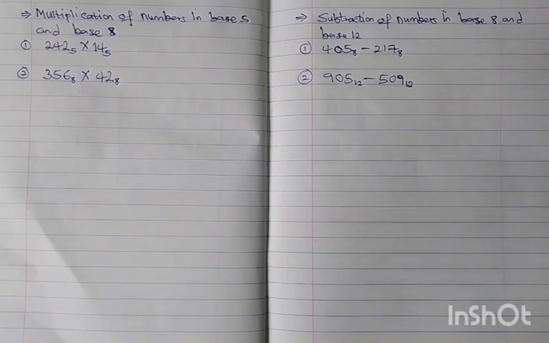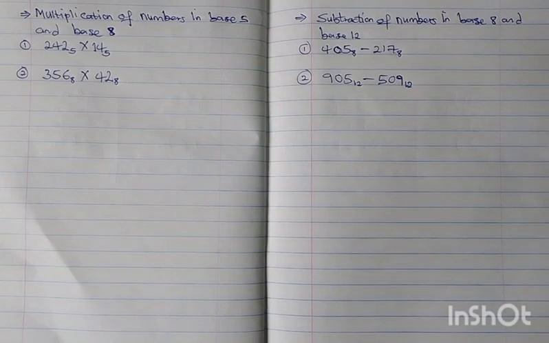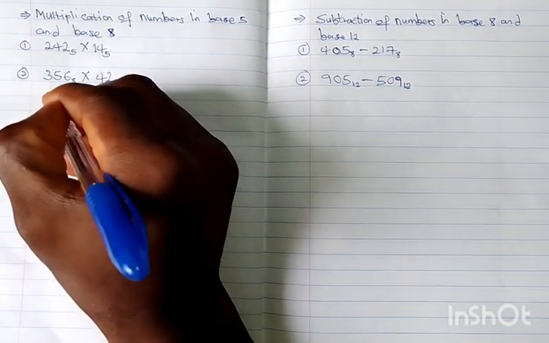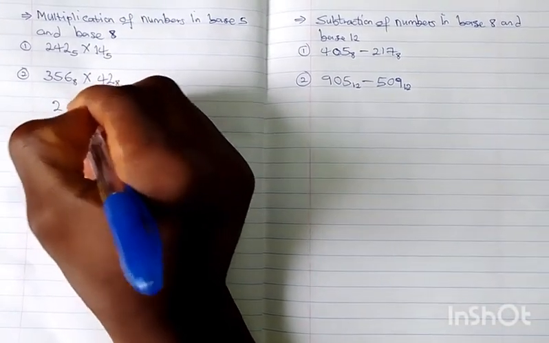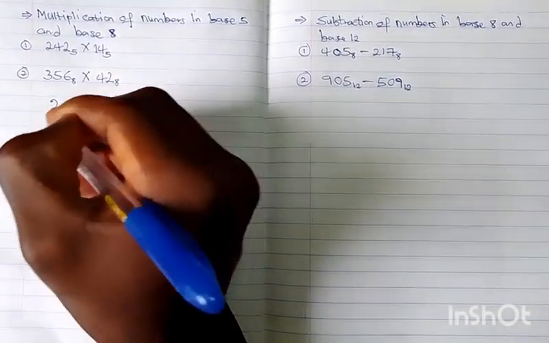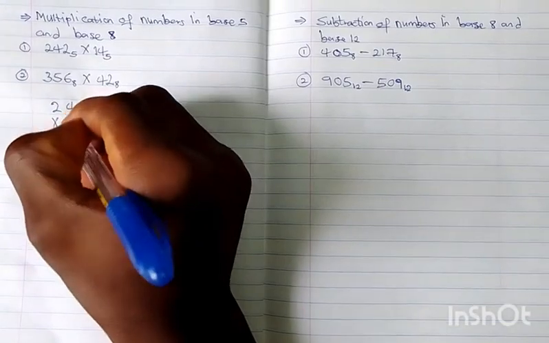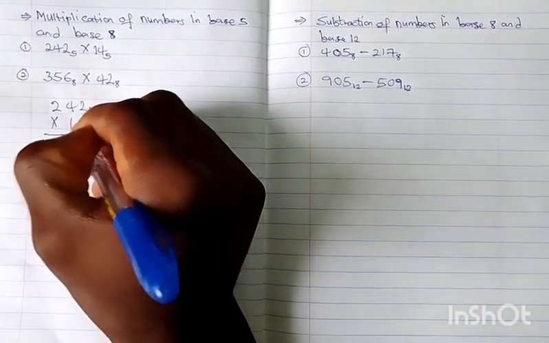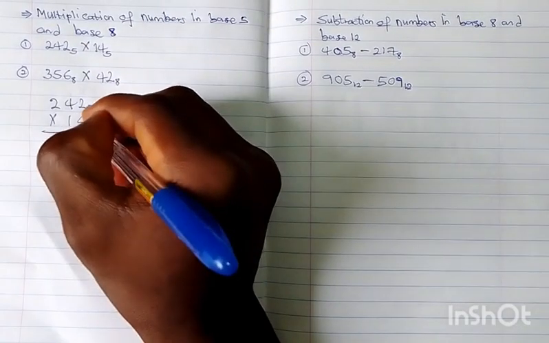In this video, we shall be looking at multiplication of numbers in base 5 and base 8, and also subtraction of numbers in base 8 and in base 12. Let us begin with our first example here. We have 242 base 5 multiplied by 14 base 5.